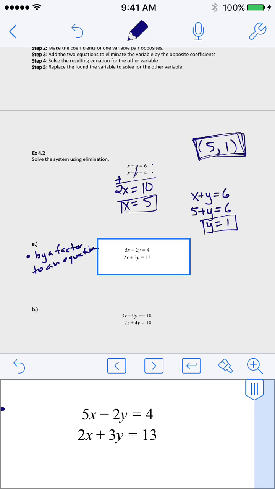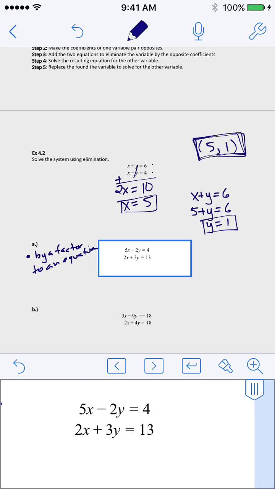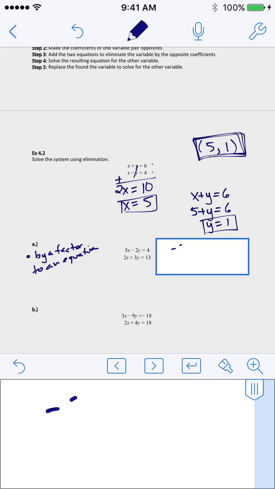I'm going to try and eliminate the y's. Since one's already negative, I don't need to multiply by a negative. So I've got negative 2y and 3y. What do I need to multiply so that it ends up being equal to 0, right? So that's my question. What do I need to multiply these guys by so that they end up canceling out?